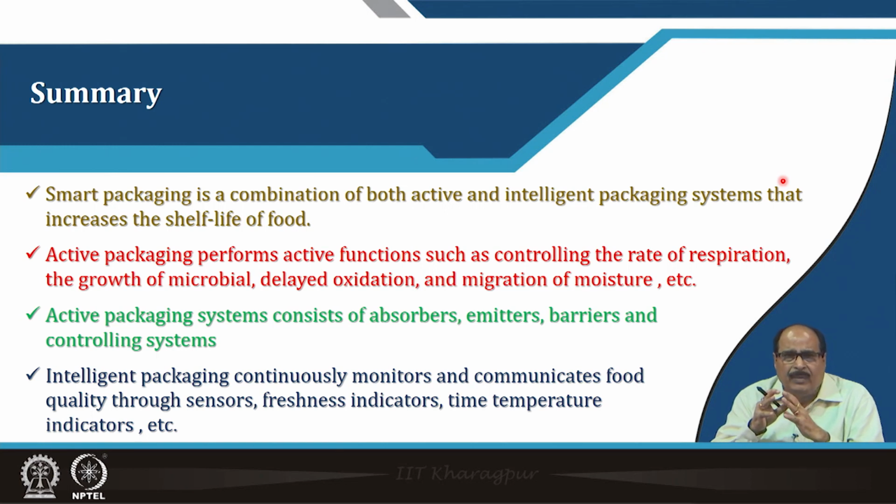So, in the active packaging, various absorbers, emitters or barriers and control systems are used, whereas in the intelligent packaging, various indicators or sensors etc. are used to measure and inform about the quality of the food.